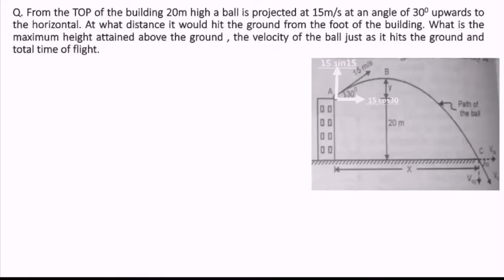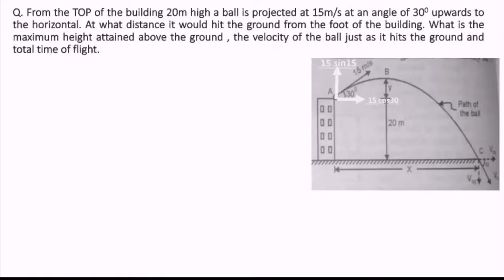Again you can see that we are given a velocity of 15 meter per second acting at an angle of 30 degrees. So resolving it into x and y components, I will get velocity in x direction as 15 cos 30 and velocity in y direction as 15 sin 30. Now coming back to our solution, starting with the horizontal motion.